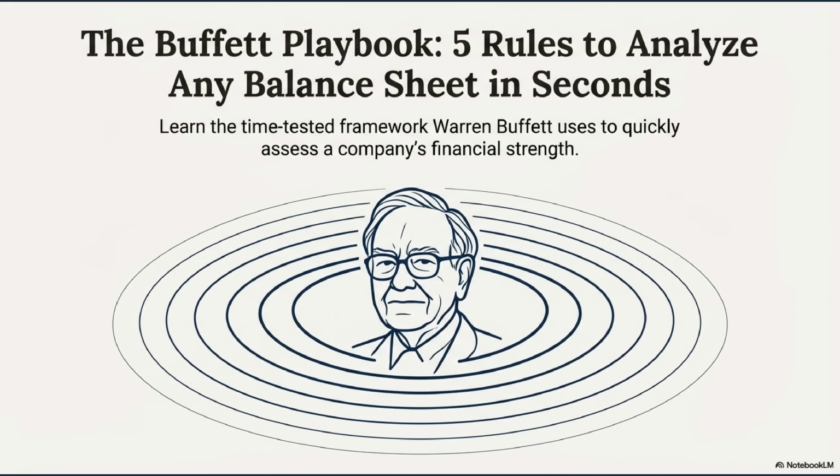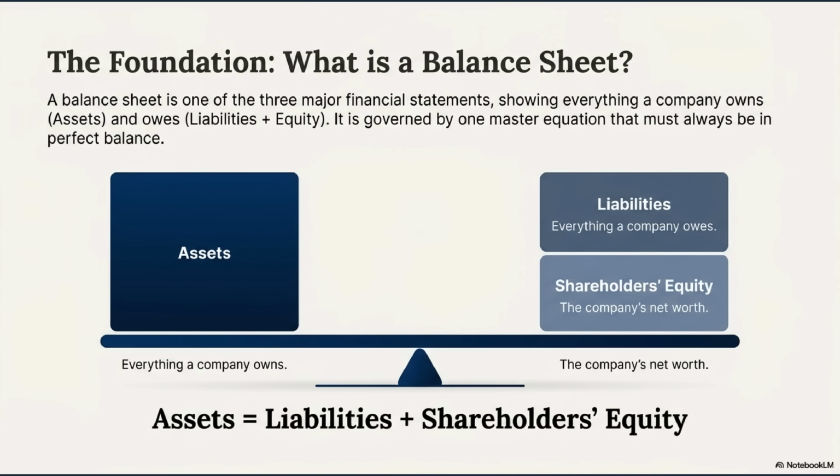I mean, the balance sheet is the most foundational financial statement there is. It shows what a company owns and what it owes at a single moment in time. And it's all governed by that one simple truth. Assets must always equal liabilities plus shareholders' equity. You can't cheat that equation.